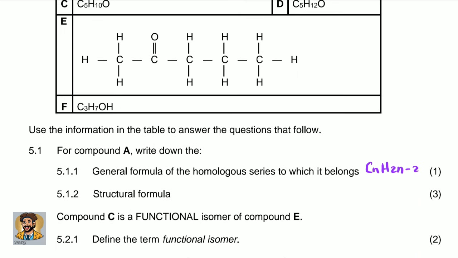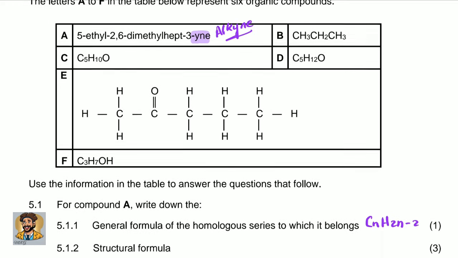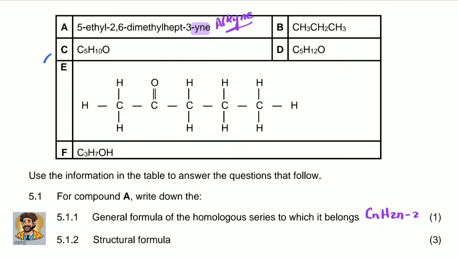Okay, now question 5.2. Compound C is a functional isomer of compound E. So compound C and E are functional isomers. So let's go quickly here before we keep reading. Okay, they are telling you they are functional isomers.